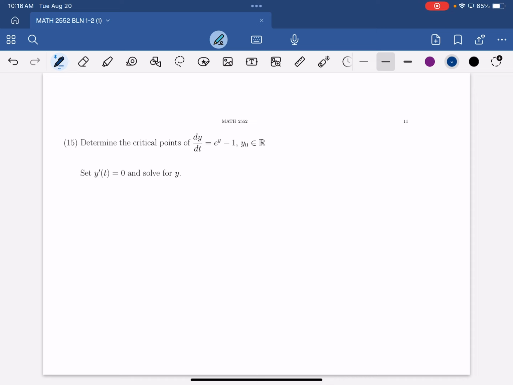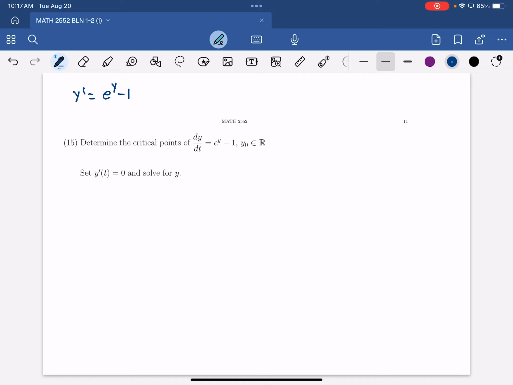So here is the problem. y prime equals e to the y minus 1. What is the order? First order. What is the dependent variable? y. Is it linear or non-linear? Non-linear. Why is it non-linear? e to the y, right? So is it autonomous or non-autonomous? Autonomous. Why? Because there is no t, right?